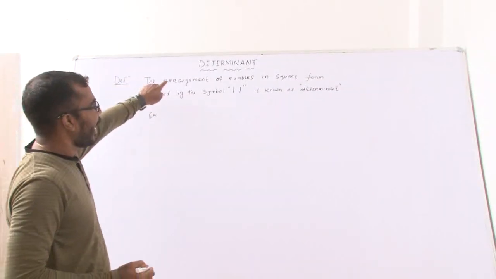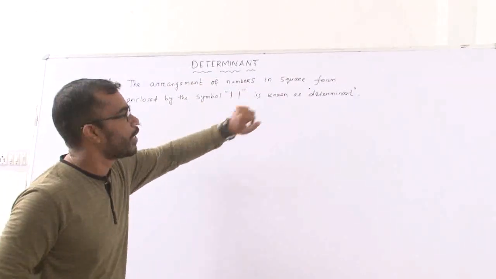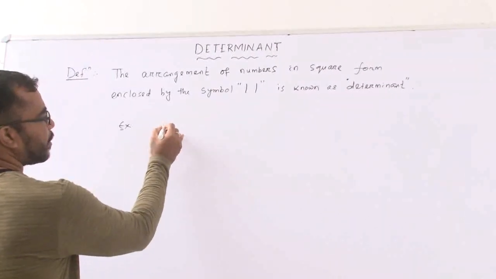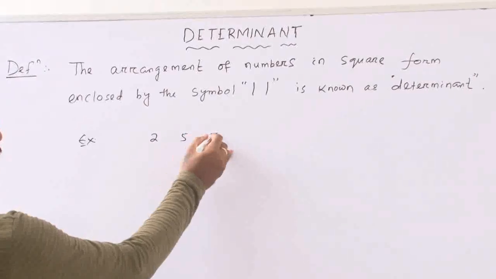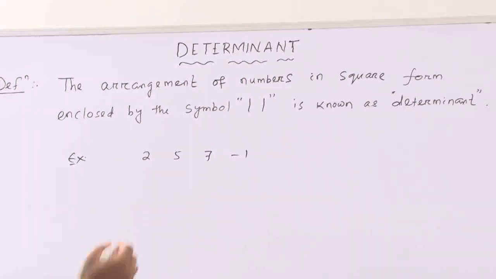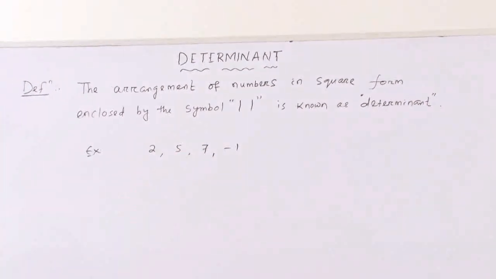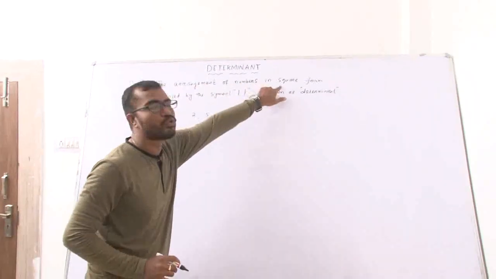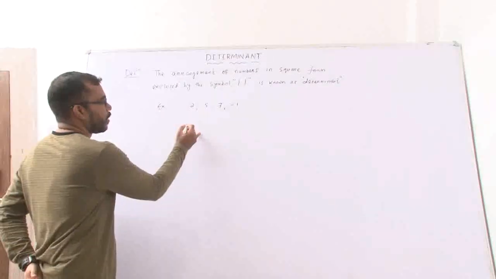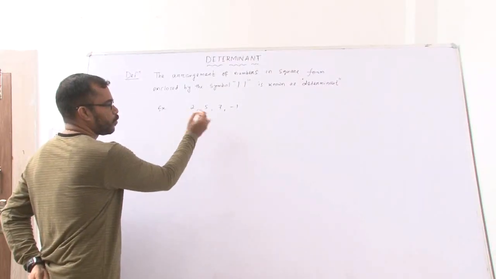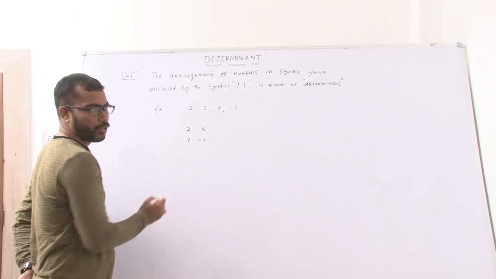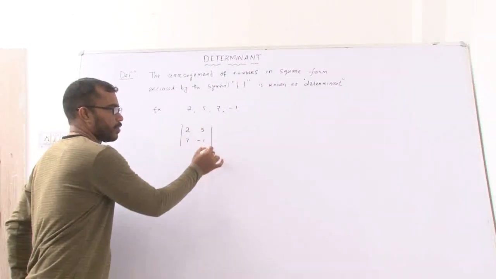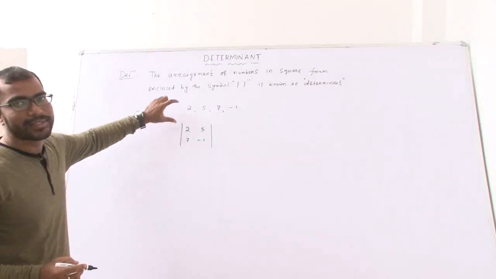In a determinant, the arrangement of numbers is in square form. Square form means, suppose we take some numbers, that is 2, 5, 7, minus 1. So here we take 4 numbers. Now we have to arrange them in square form. We arrange the numbers 2, 5 and 7, minus 1, and enclose them by this symbol. So it is an example of a determinant.